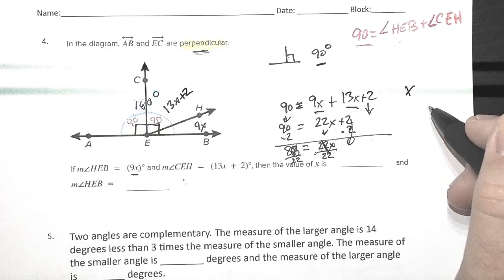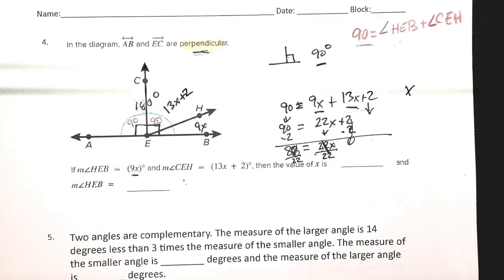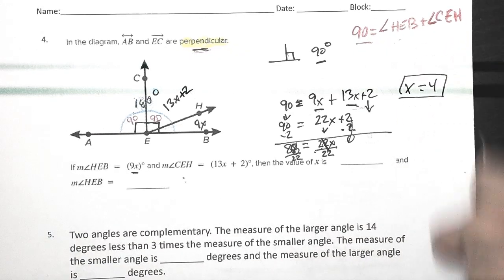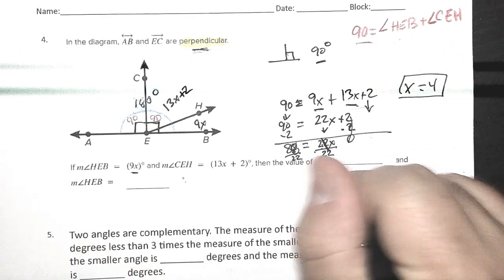Not 4. Wait a minute. That's not right. Hold on. It's way too late at night. No, it is 4. Sorry. That's right. Yeah, x is 4. So, yeah, trust the math sometimes. Okay, so x is 4.